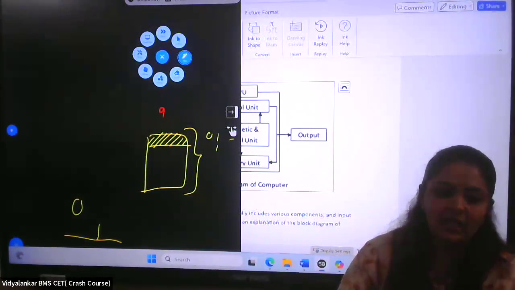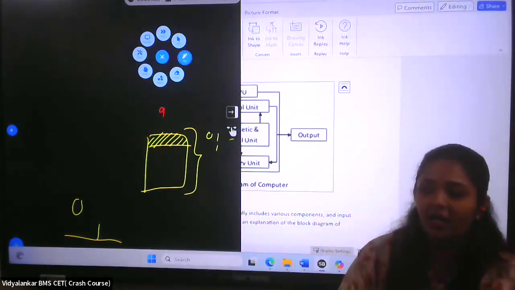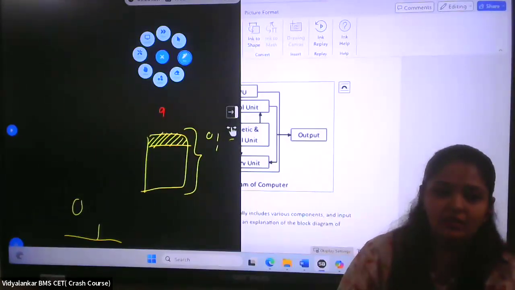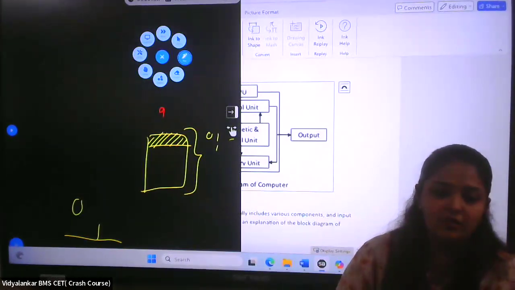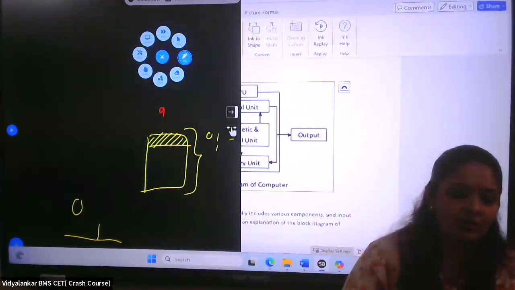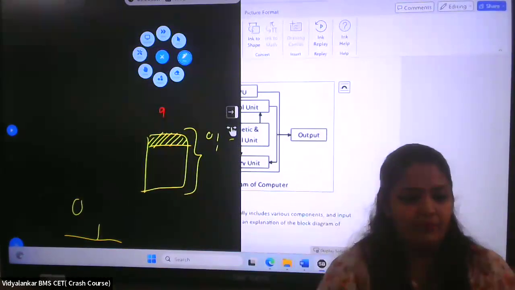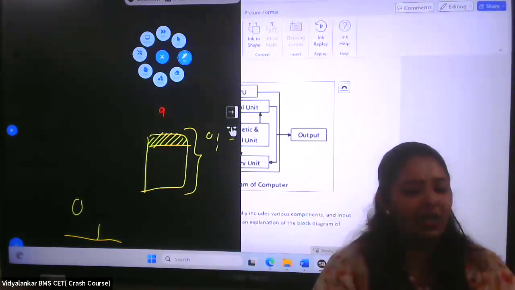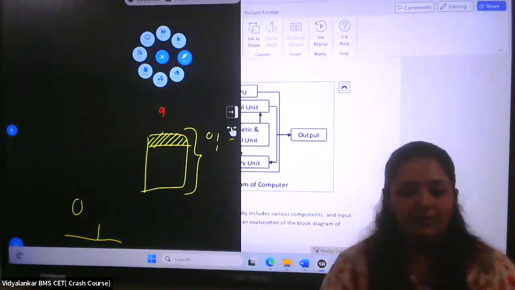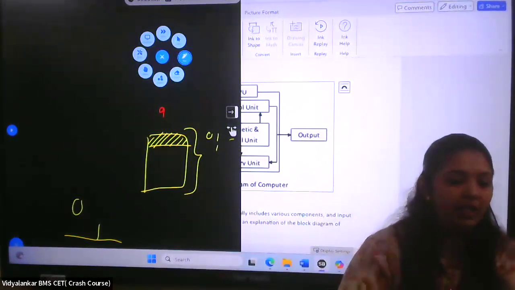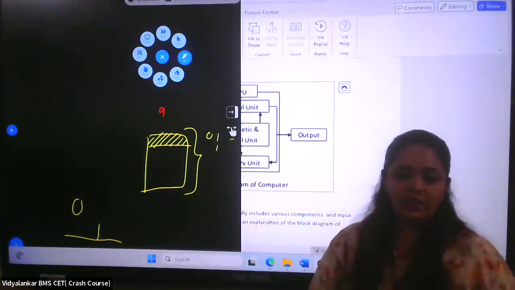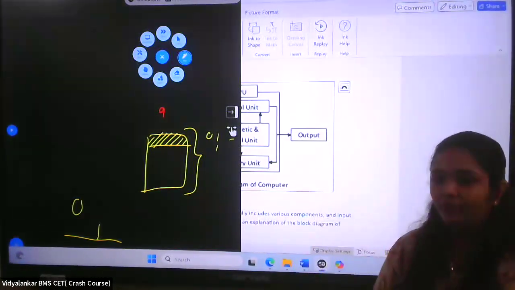Okay, types you can write. Types HDD, that is a hard disk drive. And second you will write SSD, that is solid state drive. And in the bracket if you want you can write faster than HDD. Second one, solid state drive, faster than HDD. Okay.